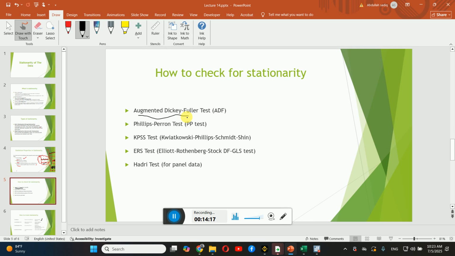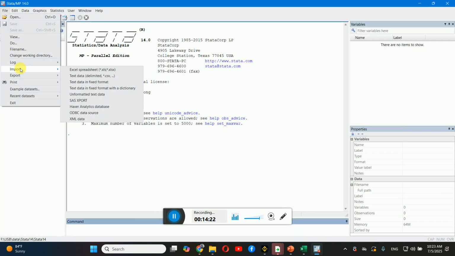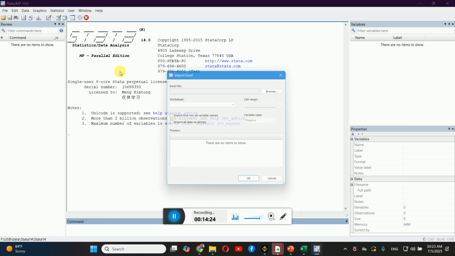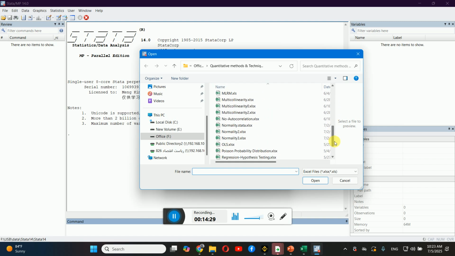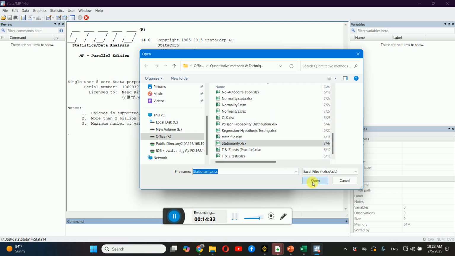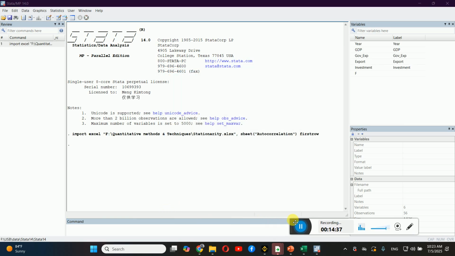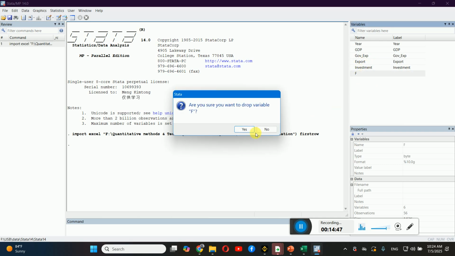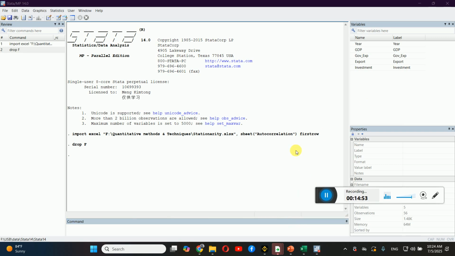So you should have your Stata file open. Click on File, and here click on import from an Excel spreadsheet. Here we have a special file by the name of stationarity. In this file, GDP is the dependent variable, and government expenditure, exports and investment are the independent variables. This one is not relevant, so I am dropping it.